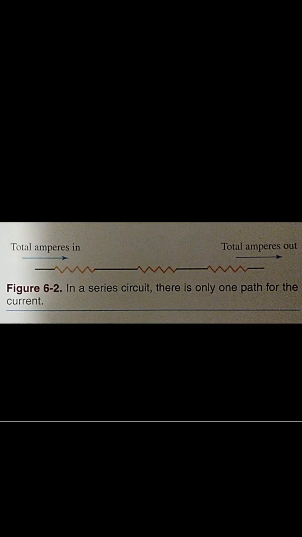In summary, a series circuit provides only one path for current flow. In a series circuit, current is equal throughout the circuit. For example, I total equals I1 equals I2 equals I3, and so on. The total resistance in a series circuit is equal to the sum of all of the resistance values in the circuit. R total equals R1 plus R2 plus R3, and so on.